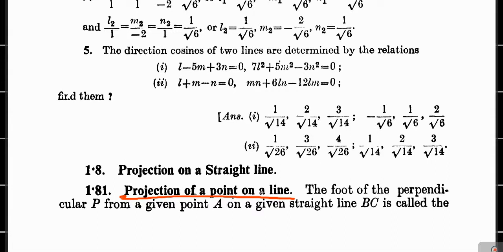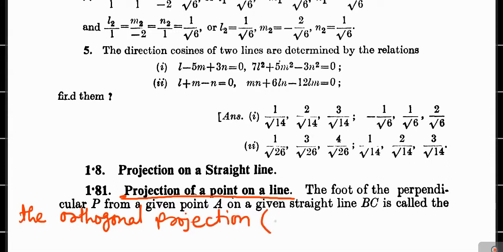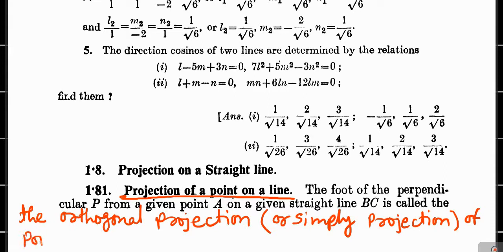So how is it defined? Suppose the foot of the perpendicular is capital P. The foot of the perpendicular, capital P, from a given point A on a given straight line BC is called the orthogonal projection, or simply, the projection of point A on the line BC. So like such we have defined the projection of a point on a line.